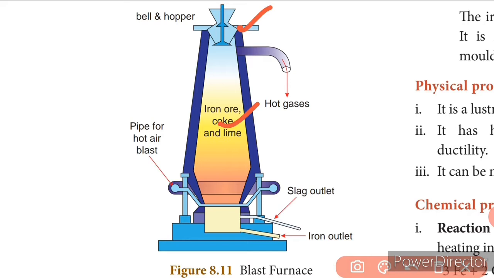Now you have three regions, that is the lower region, middle region and the upper region. The various reactions that occur in these regions can be discussed later. Here is the hot air, because the reactions include both endothermic and exothermic reactions. The hot air will be released through this pipe for the hot air blast. And here is the outlet from which the slag is removed, that is the impurities, the gangue particles fused with the flux. All these impurities are removed through this slag outlet.